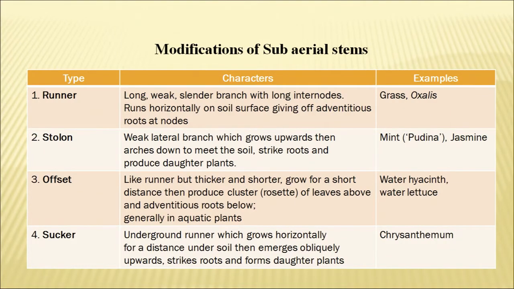Suckers are of chrysanthemum, and underground runners grow horizontally for a distance under the soil and then emerge obliquely upward, and they strike roots and form daughter plants. So, this is a modified stem.